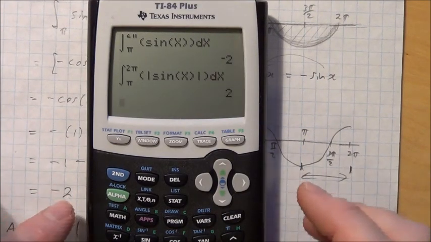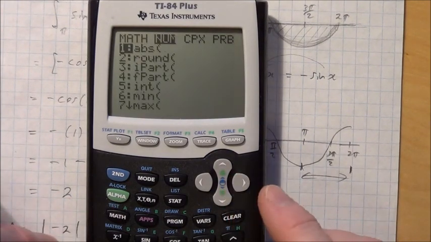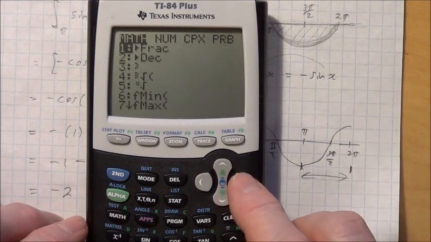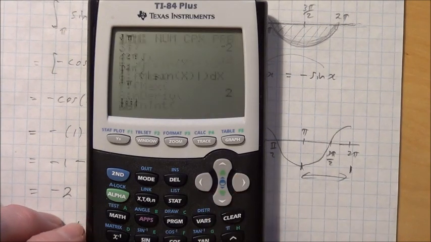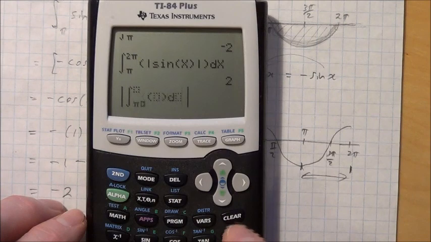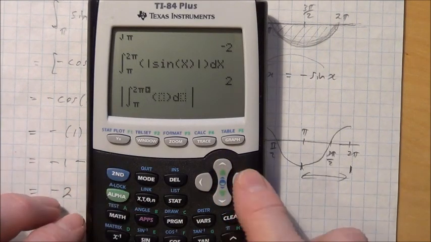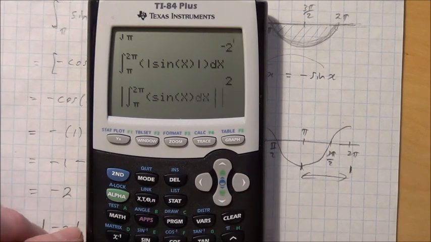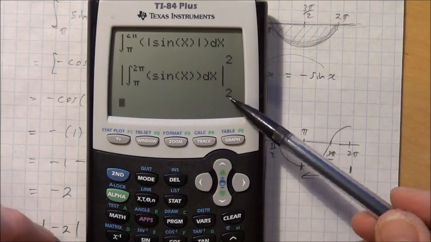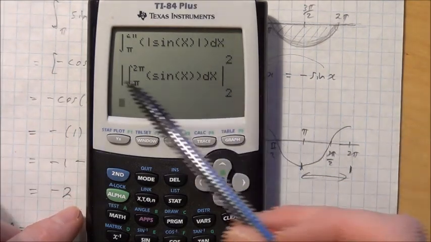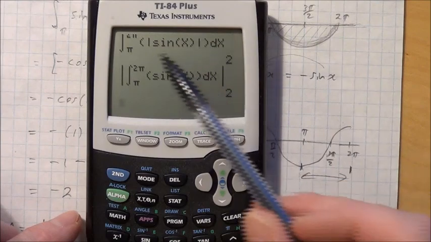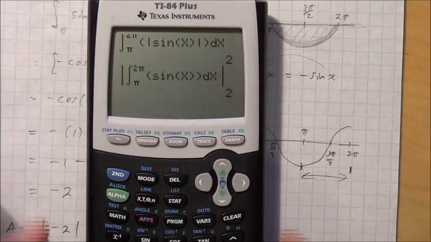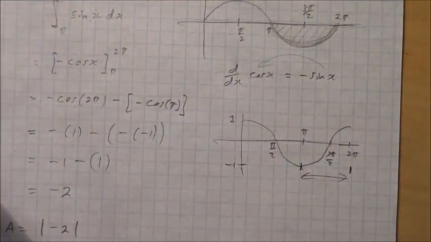Now the same thing would occur if we were to do absolute value first and then do the integral. Now we're going to go pi to 2 pi of sine x with respect to x, and we get a value of 2. So whether you do the absolute value around the whole integral or put the absolute value around the function itself, we're still going to get a value of 2. Okay, so that is that for area under the curve.